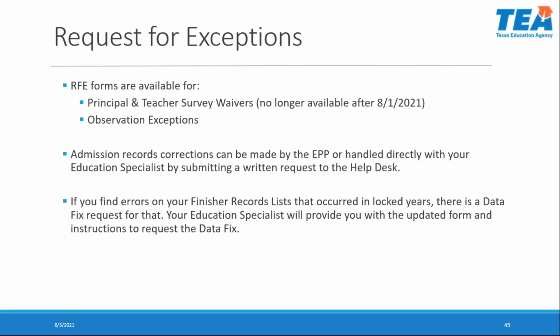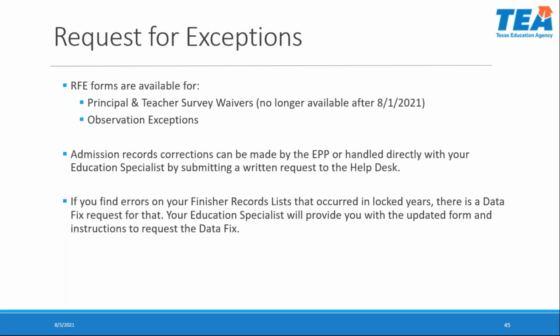RFE forms are available for principal and teacher survey waivers. They'll no longer be available now because it's after 8-1. And then for observation exceptions. Admission records corrections can be made by the EPP or handled directly with your education specialist by submitting a written request to the help desk.